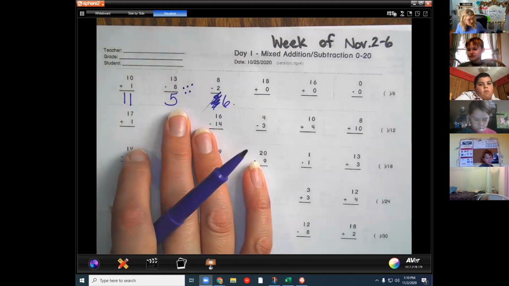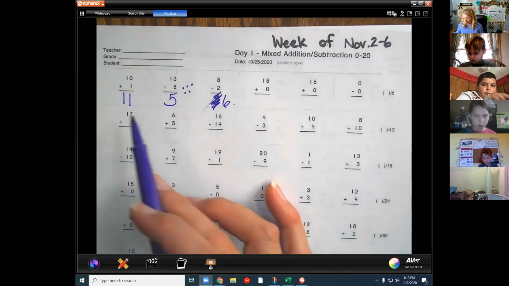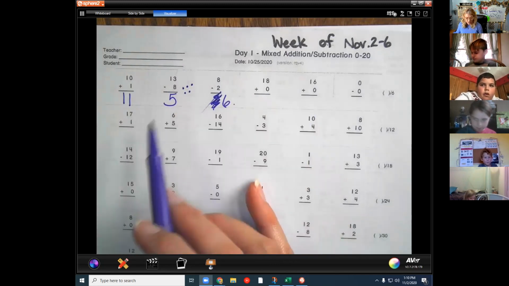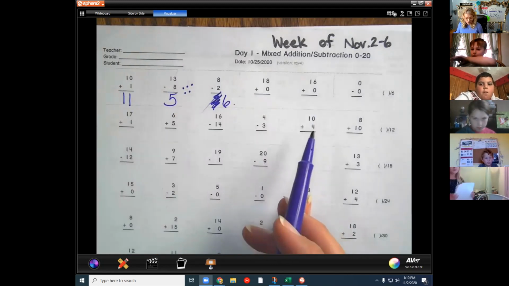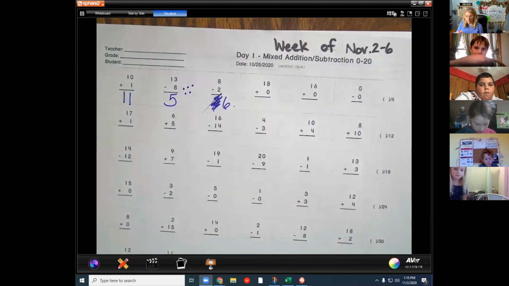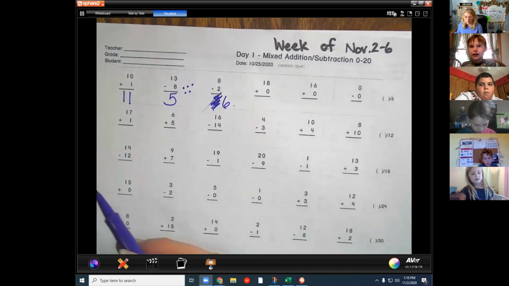You're going to have 2 minutes to try to do as many problems as you can. Remember to work across to the right. Do not skip any problems. If you are sitting on a problem, like can't figure it out after like 10 seconds, even 5, guess and move on. Guess and move on.